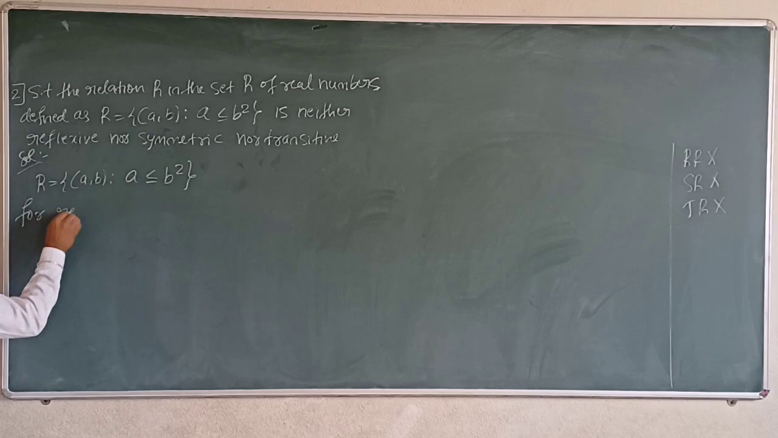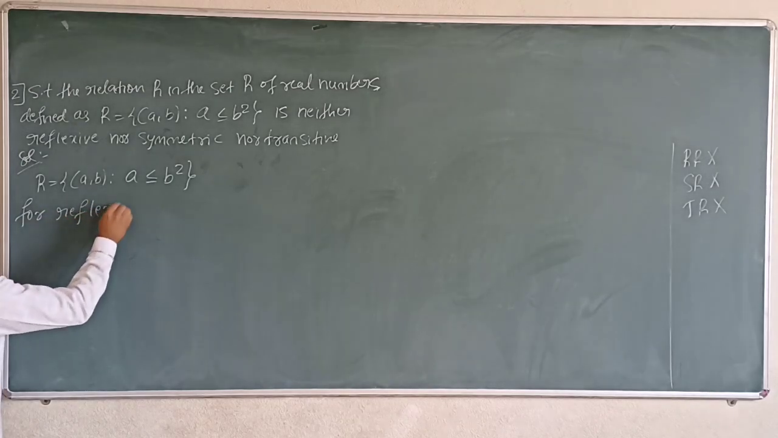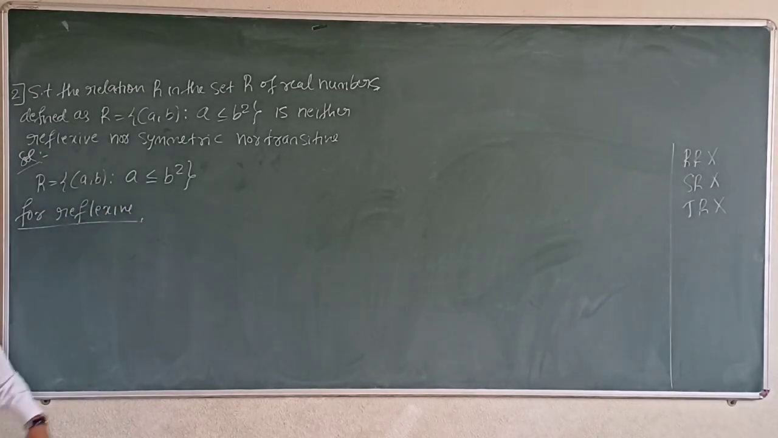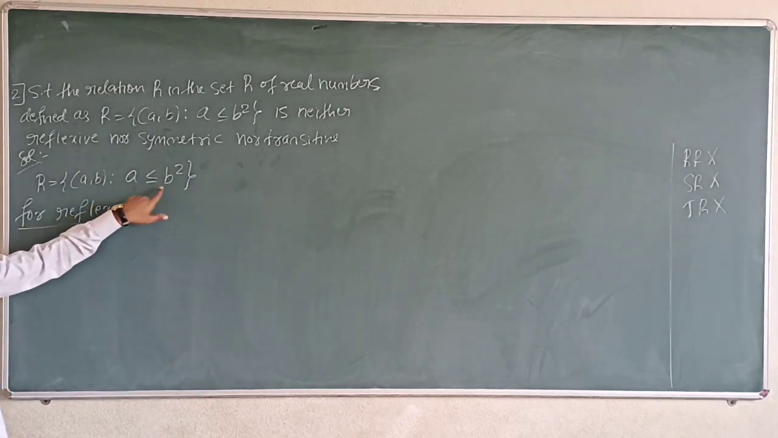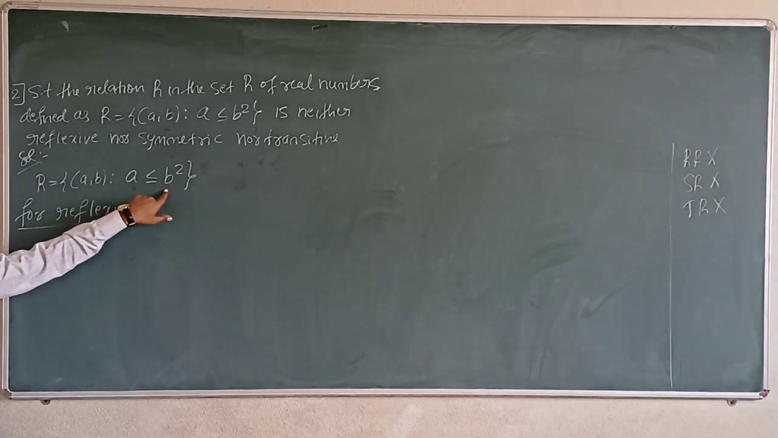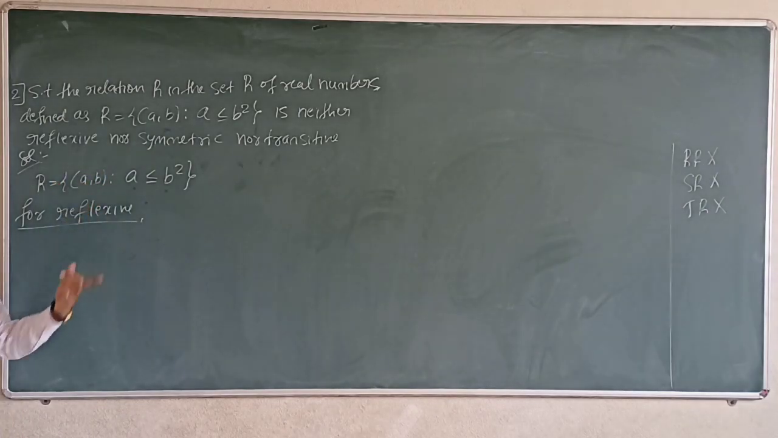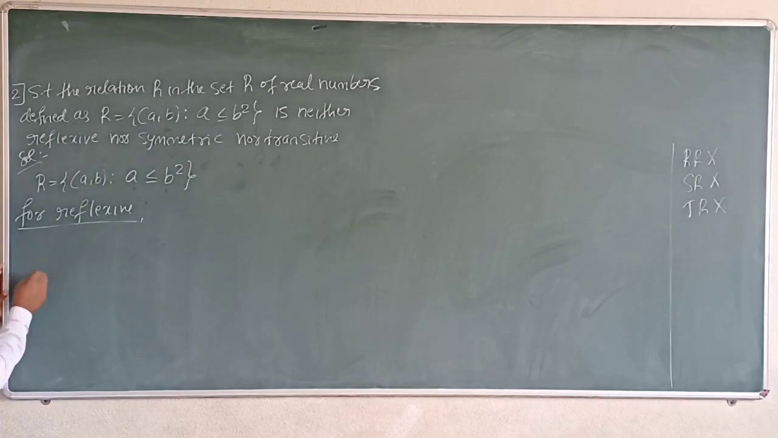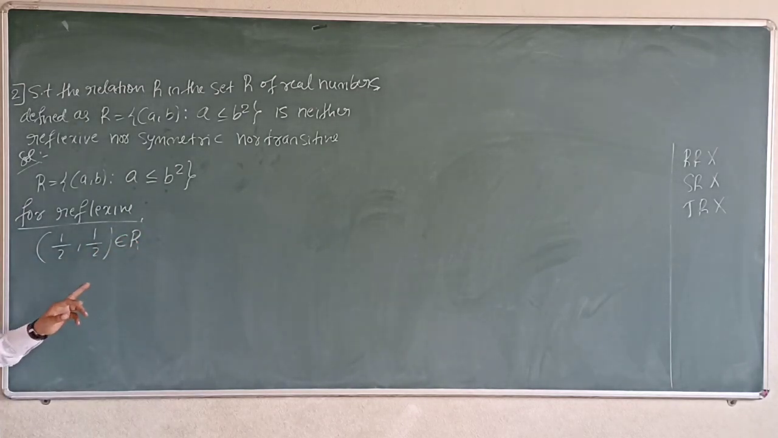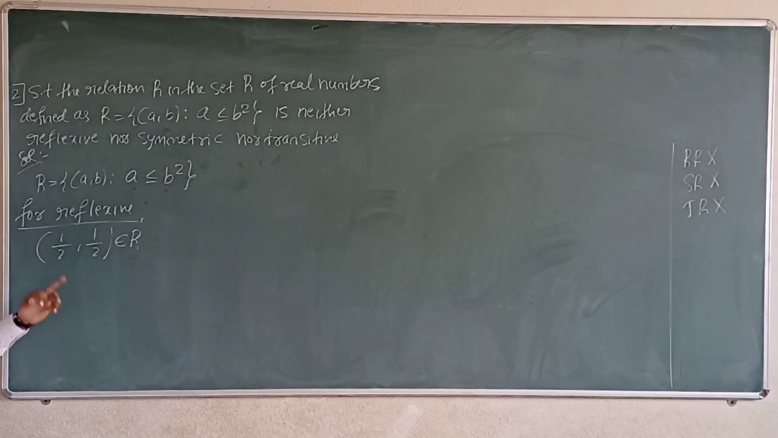Take up the reflexive case here. For reflexive, suppose take (1,1). The relation is satisfied. (2,2) satisfies. (3,3) satisfies now. But they have told us it is neither reflexive. It is not reflexive. Then search for other ordered pairs here. Take the fractions now, that is (1/2,1/2) belongs to R. 1/2 is also what here? A real number. Got it?